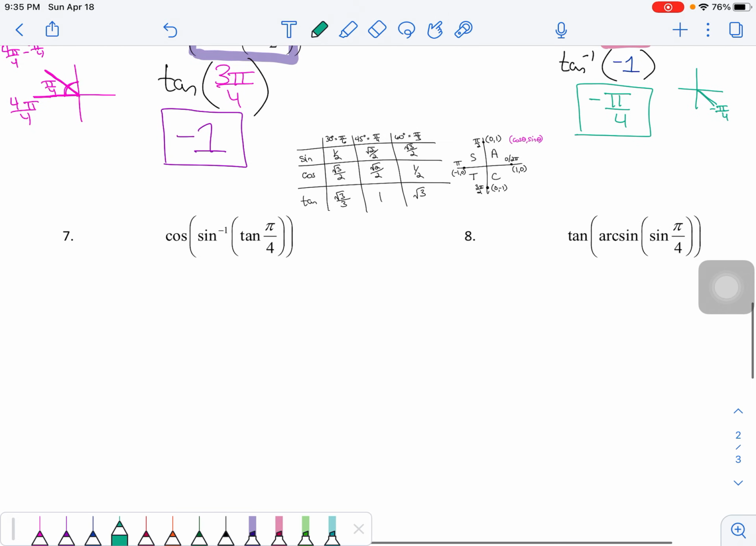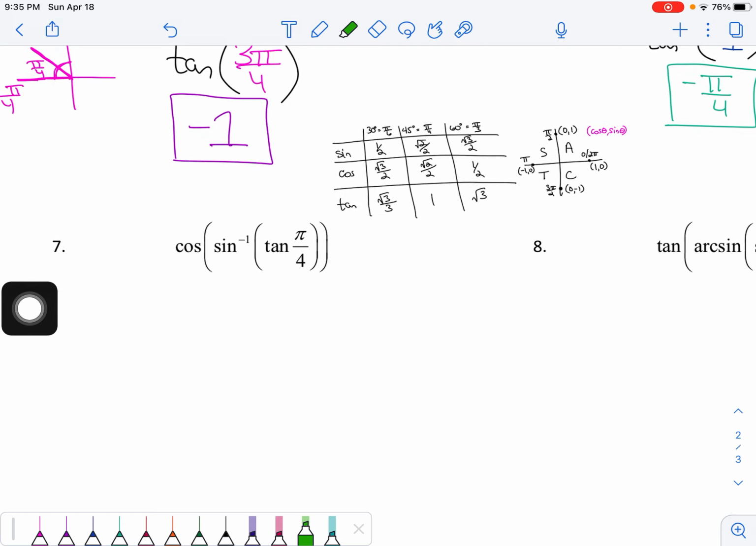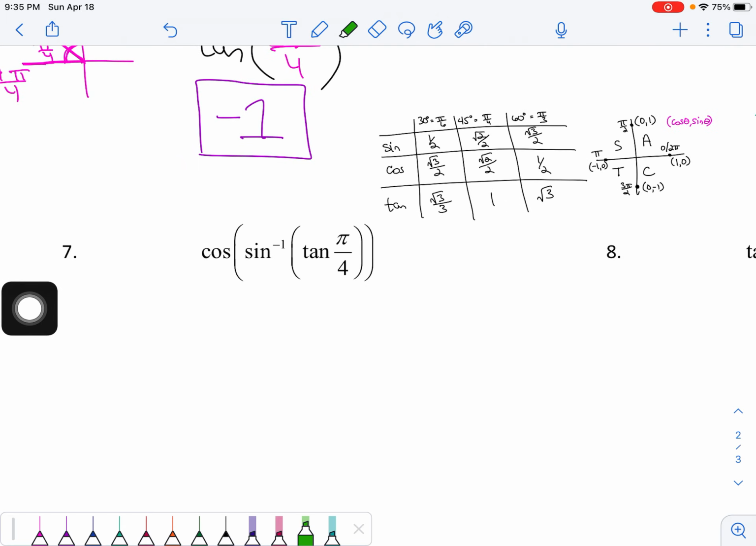Let's talk about number 7 here. Now, 7 and 8 have 3 things going on, which is no different than having 2 things going on. Just start with the innermost set right here, and we're going to work our way out. All right, so I want to know the tangent of pi over 4. Well, tangent of pi over 4 is 1. All right, so that's just 1.